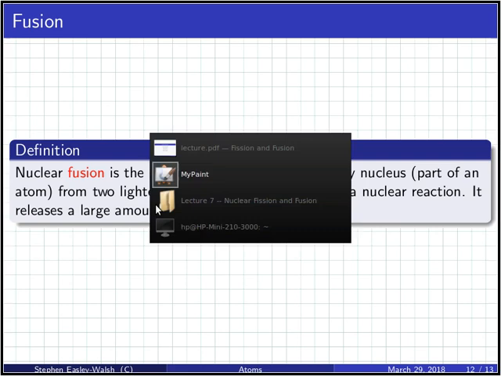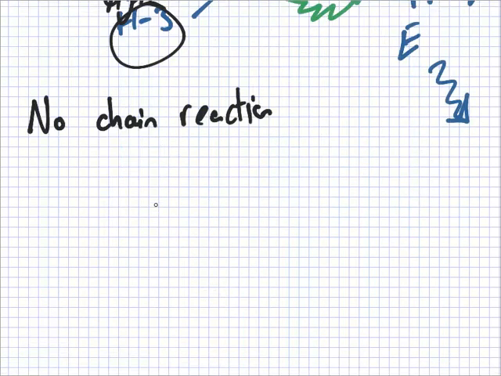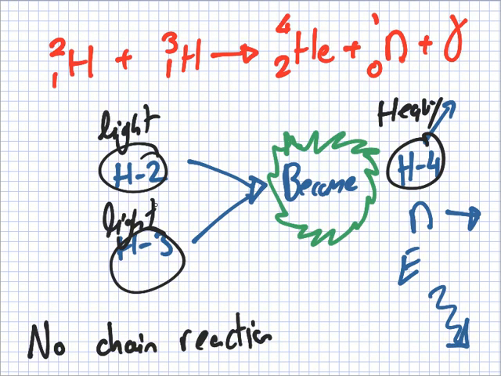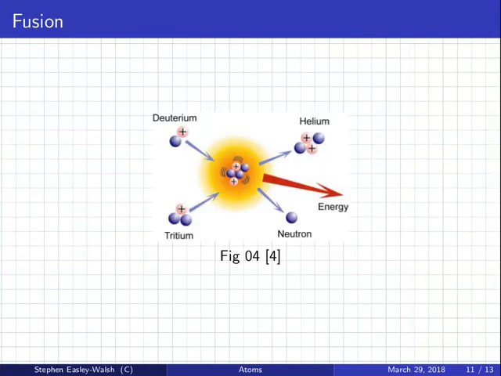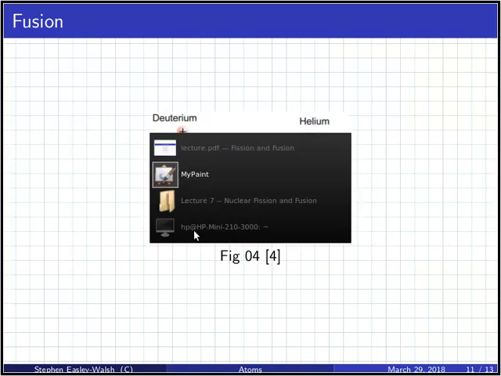Okay, so the first thing is, how can we get the H2 and the H3 to stick together? What charge is the H2 in the picture? Positive. And H3? Positive. There's no electrons in this picture. So how can I get those two to stick together? Well, they need to get really, really close, and then they'll stick.